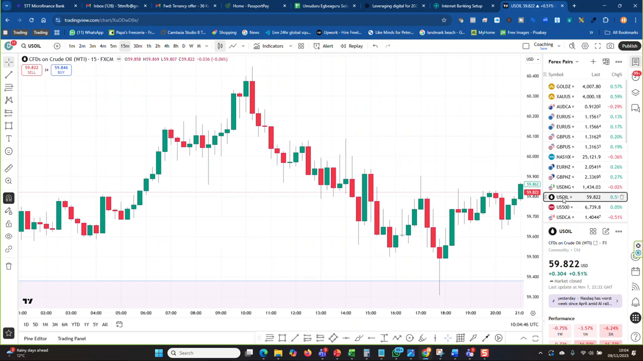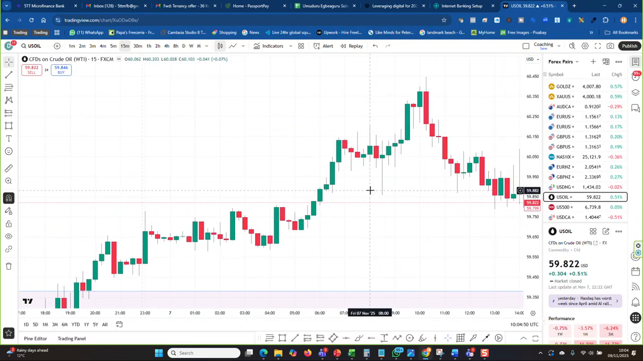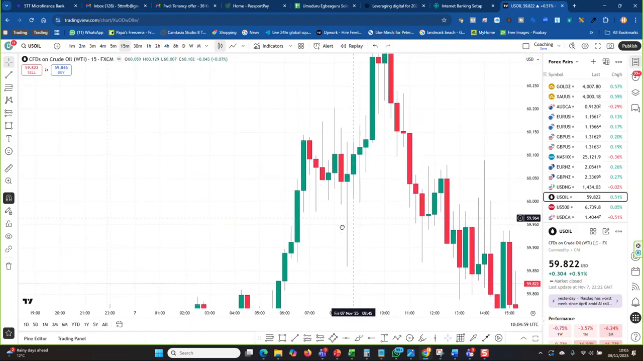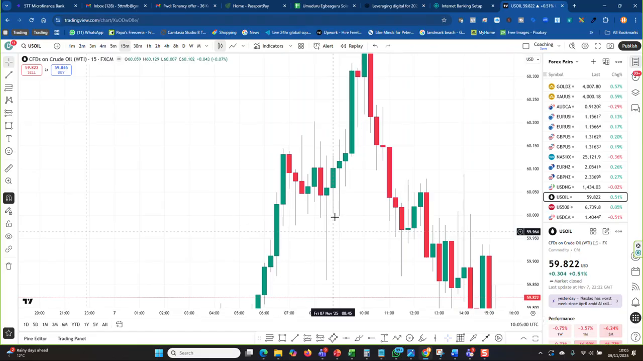So there was no sweep at that point, but there was this sweep here later. And then we didn't get a clean confirmation. I don't like this setup here. The setup is not good. It's too springy.